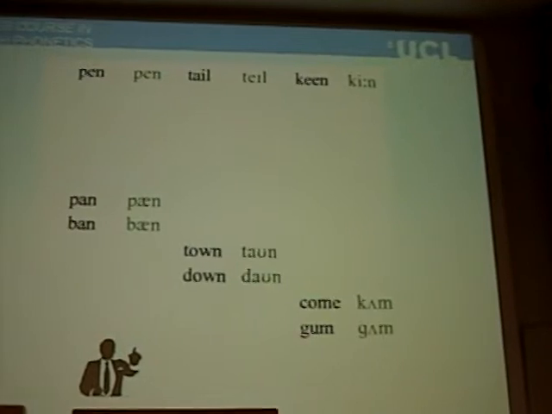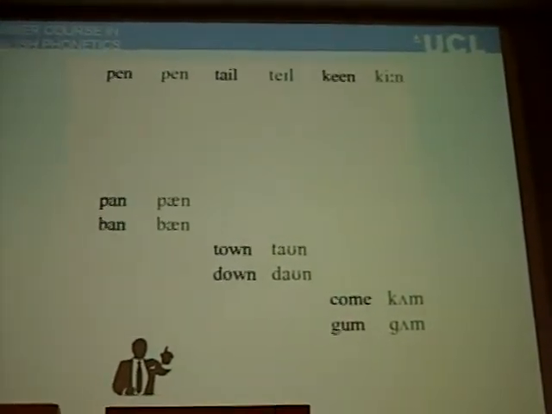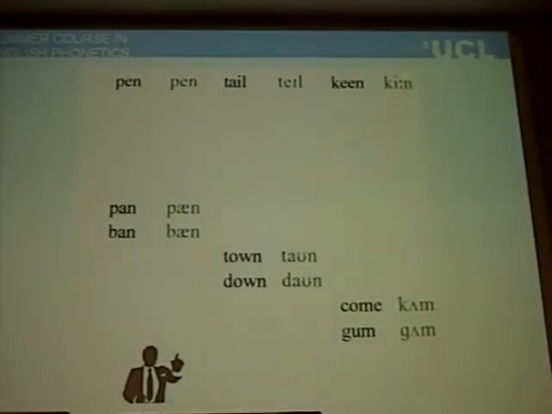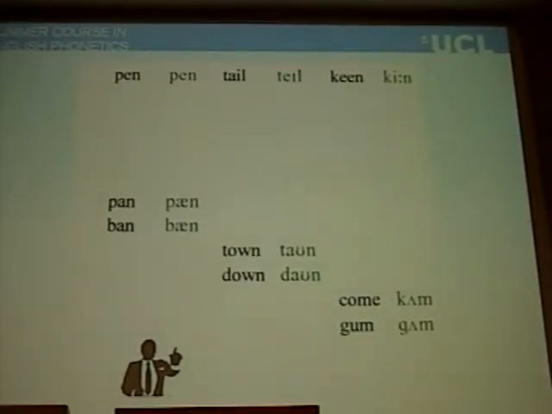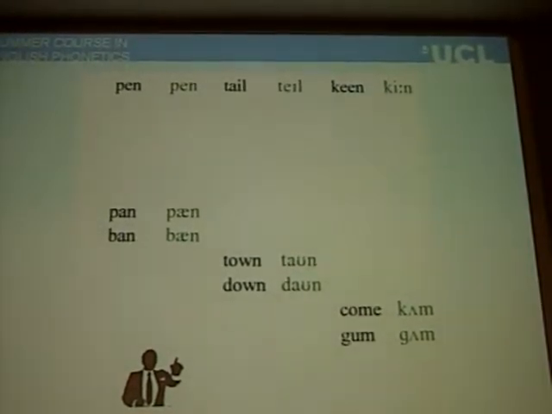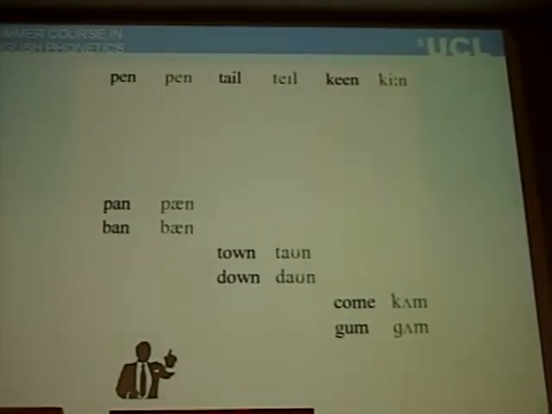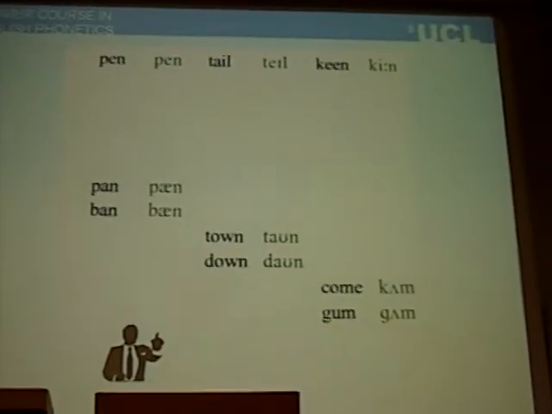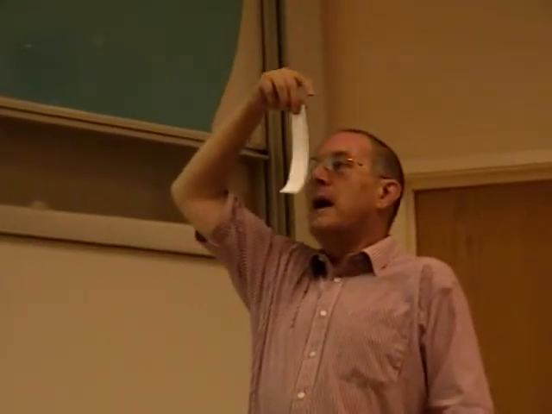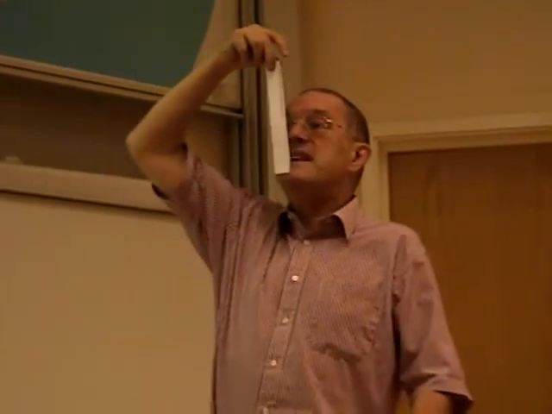Plosives are more interesting and more complicated. If we take a word like pen or tail or keen, we notice an interesting phenomenon. I'm just preparing my high-tech demonstration. When I say pen, do you notice the paper blows away. Now, if I were a speaker of Spanish, I might say pen.